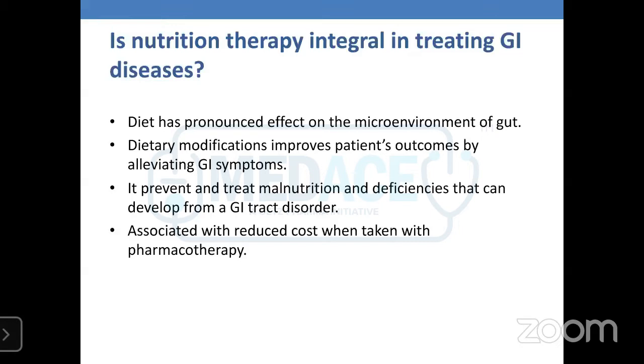The second reason is that dietary modification improves patient outcomes by decreasing the severity of the symptoms which the patient is experiencing. It also prevents and treats malnutrition or any micronutrient deficiencies that can develop from a GI tract disorder. And it is also associated with reduced cost when combined with pharmacotherapy, according to some studies.